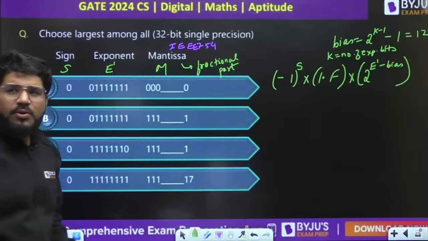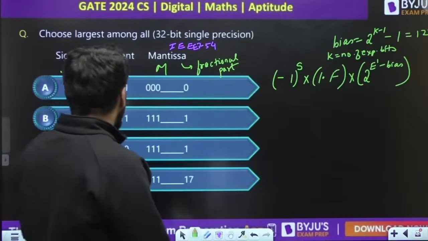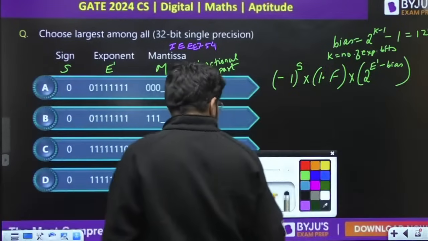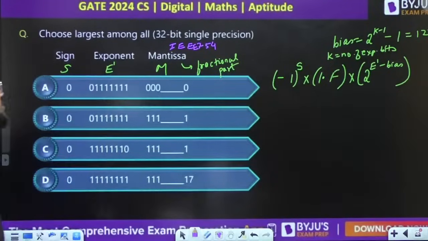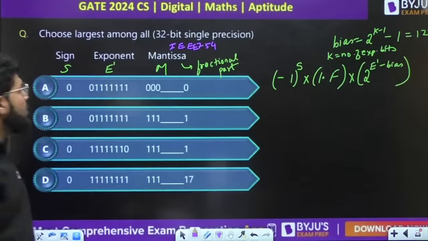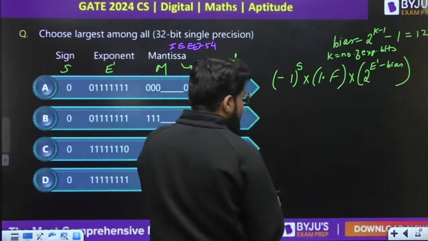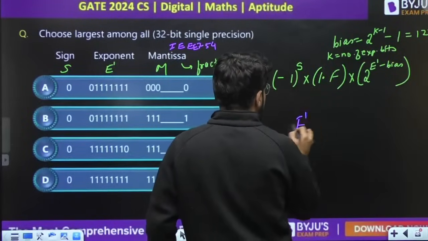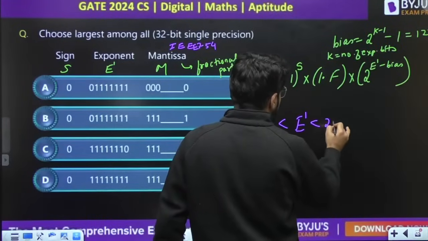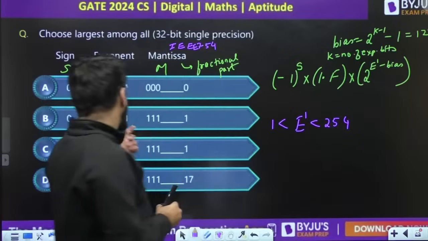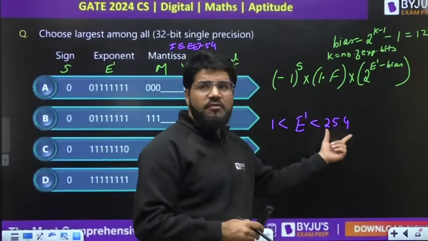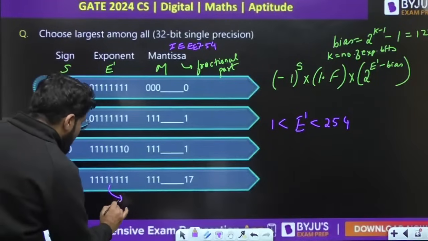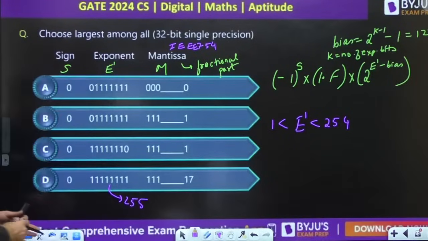ठीक है. Coming to aptitude also. अब देखो यहाँ पे one thing is very clear. अच्छा, what is the range of this E dash? This E dash is always in the range 1 से 254. That means all ones may not be possible. What is all one? This is 255. So this is the incorrect exponent.